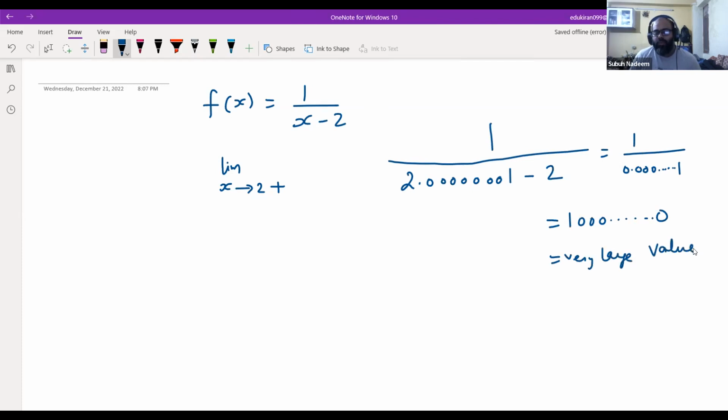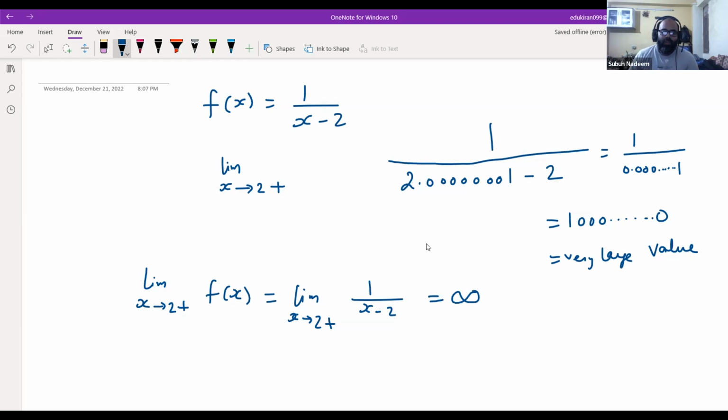In other words, if you are taking limit x approaching 2 plus f(x), that is limit x approaching 2 plus 1 by x minus 2, this will be infinity. Because the value you are putting here is 2.0001. It can be further smaller than this. You can put as small a value as you want, and the difference between that value and 2 will become negligible. So the reciprocal of that will be a very large value, which is called infinity. Do you understand this, Sathya?